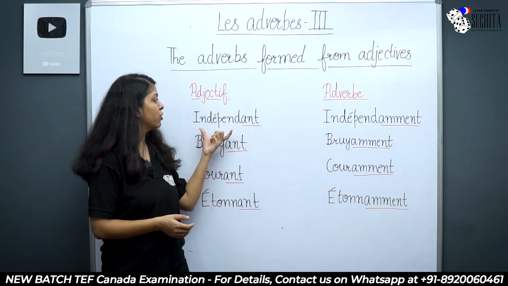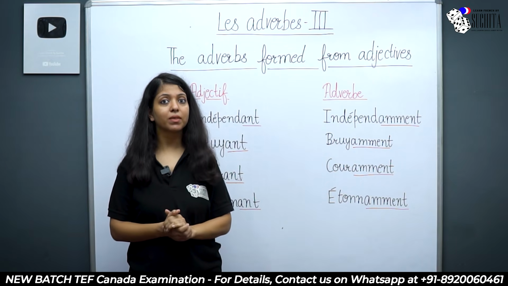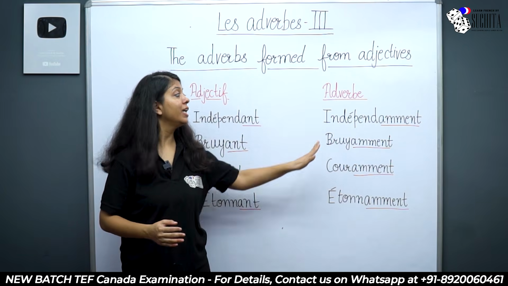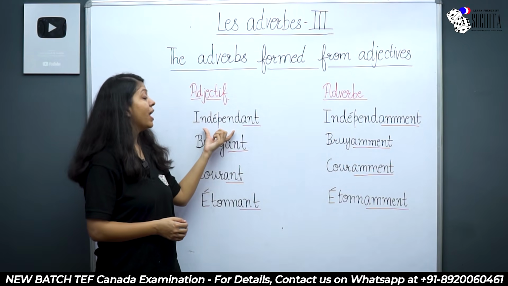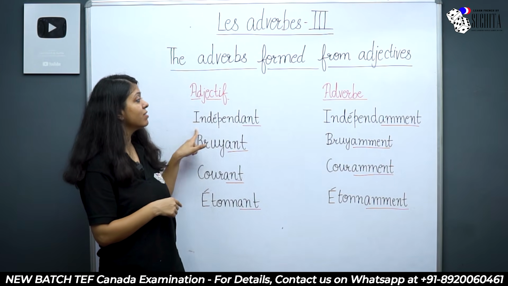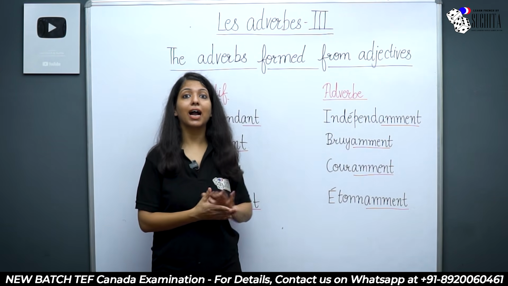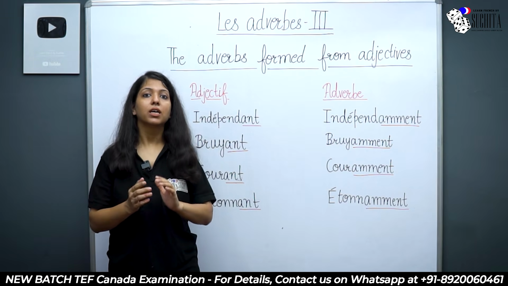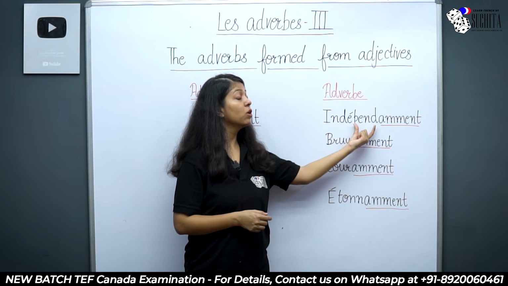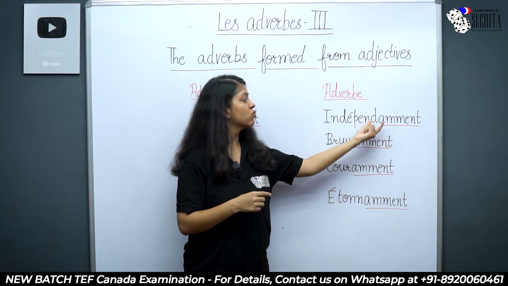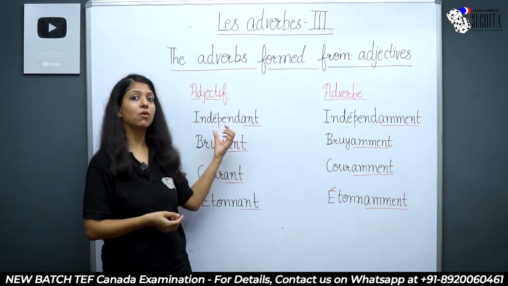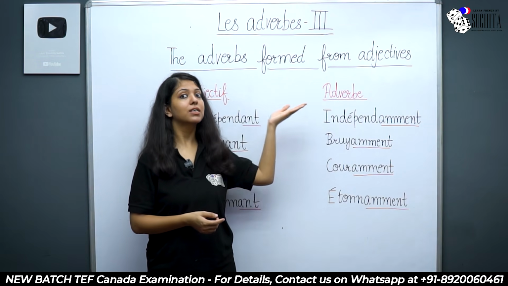Let's look at our first example. The first example is indépendant, which means independent. Now from independent, we need to make independently. Indépendant is ending with A-N-T, remove that A-N-T, whatever is left, write as it is and then add A-double-M-E-N-T. Indépendamment, independent, independently.